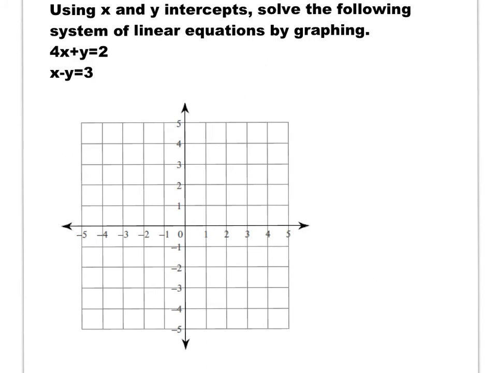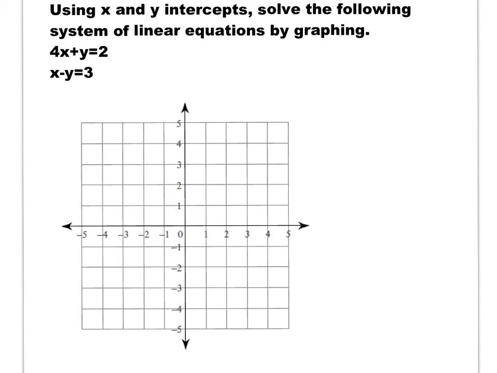Now we are going to do the third example, solving a system of linear equations using x and y intercepts. This is probably the easiest method among the 3 methods that we are considering for graphing a line: TOV, table of values, slope y-intercept, and x and y-intercept. This method, x and y-intercept, is the easiest one.